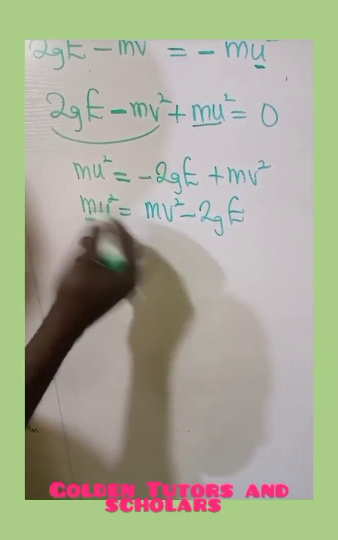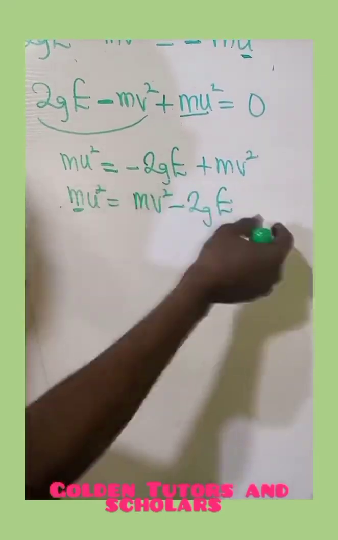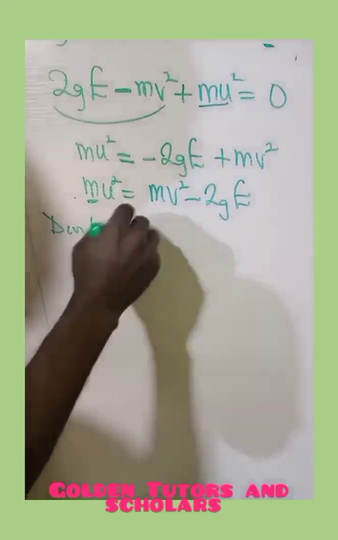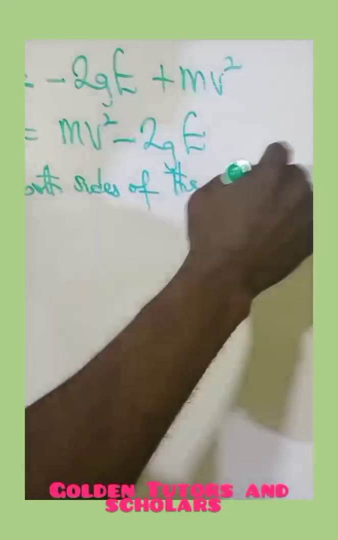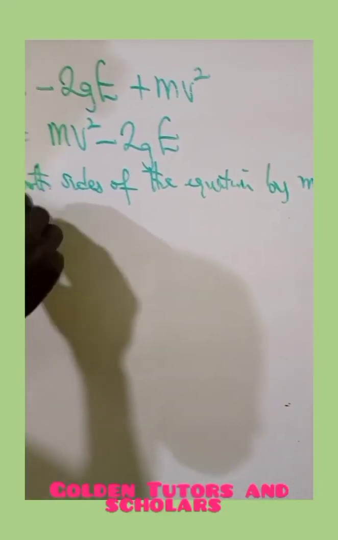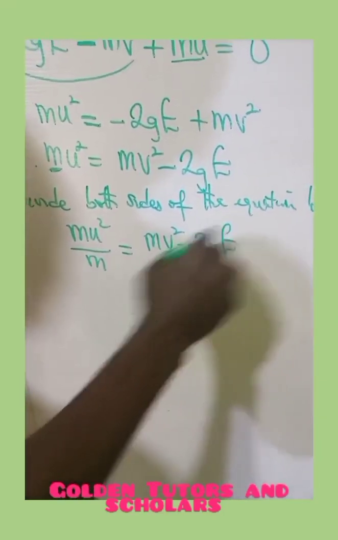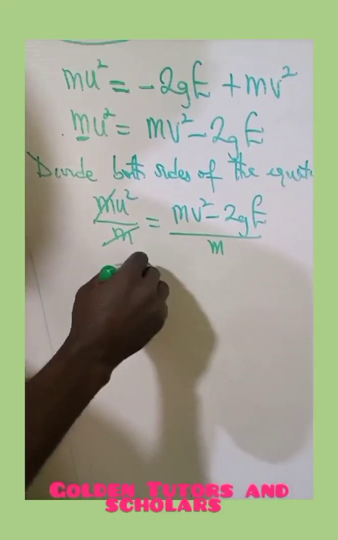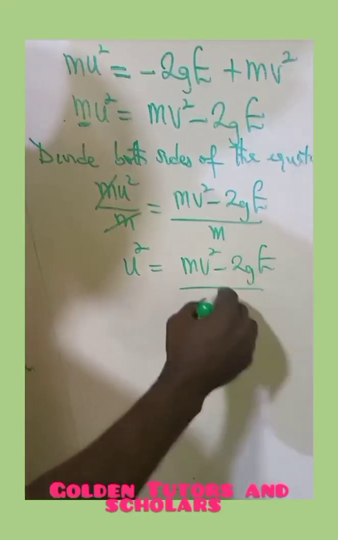m is still associated with u squared. I need to get rid of it. How do I do that? It is multiplying u squared, so I will divide both sides of the equation by m. So I have mu squared over m equals mv squared minus 2gE over m. Now this m, we divide this out. I have u squared equals mv squared minus 2gE over m.